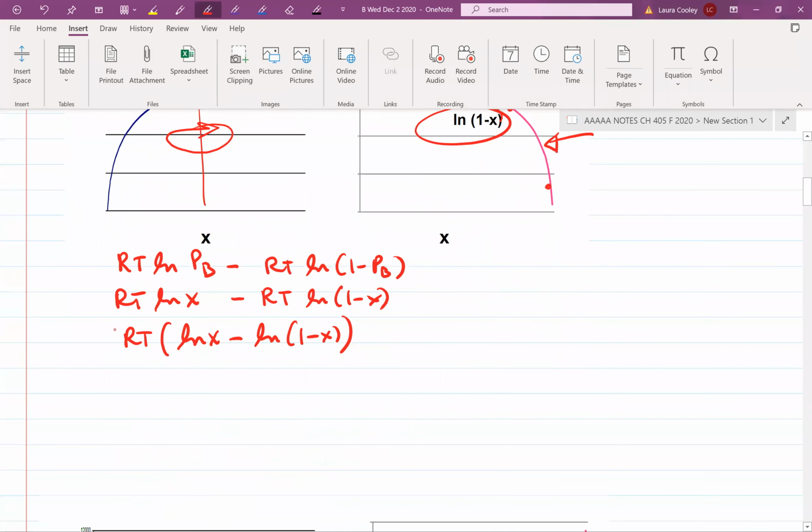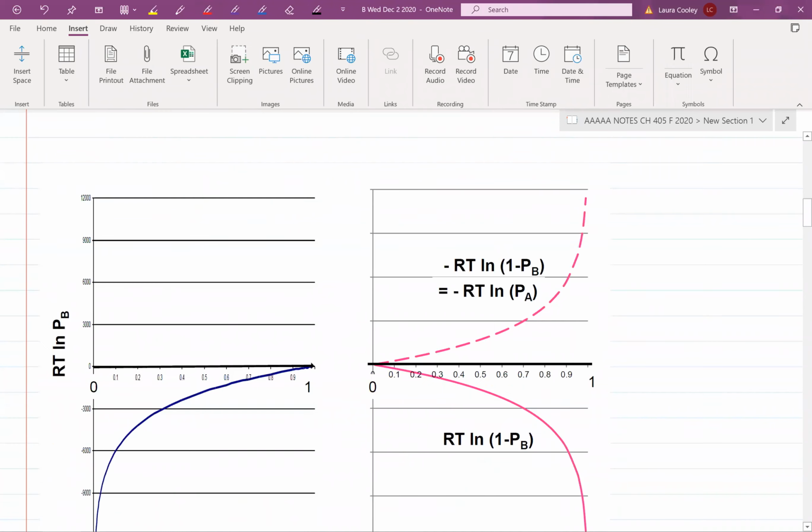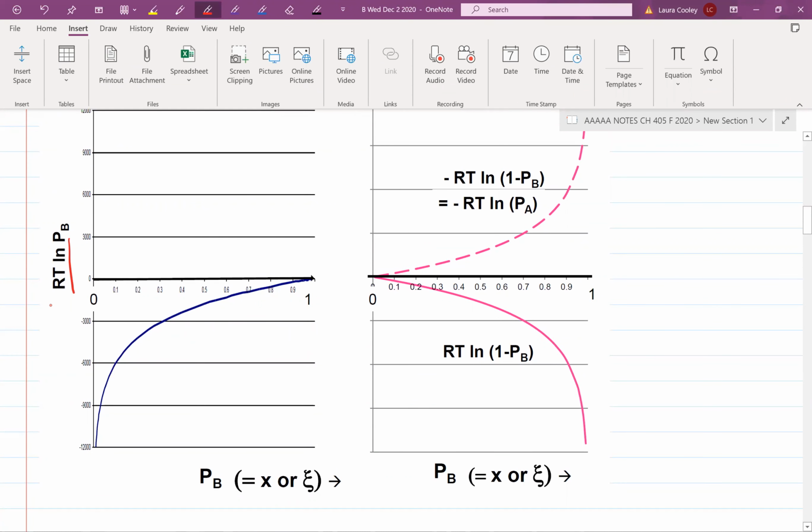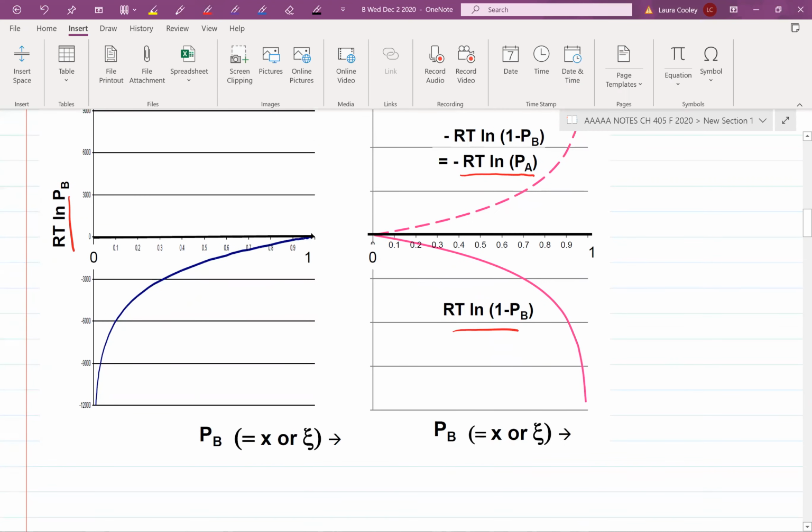Well, what happens when we multiply by RT? It doesn't change the shape of these graphs at all. It only changes the scale. So it looks exactly the same. RT log PB looks exactly the same as the log of X graph I showed you. And then these are the two graphs minus RT log 1 minus PB. And this is what we got from by flipping.